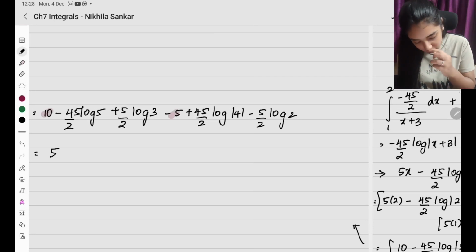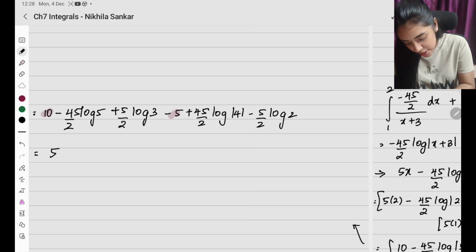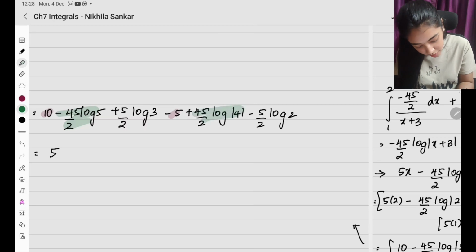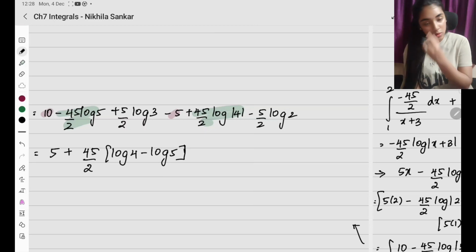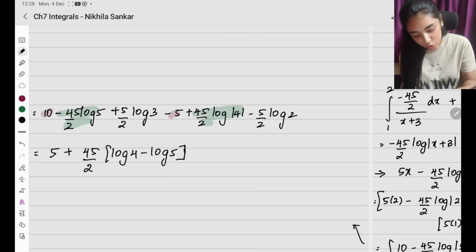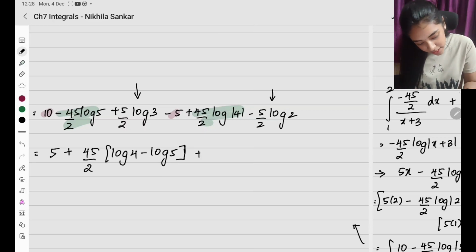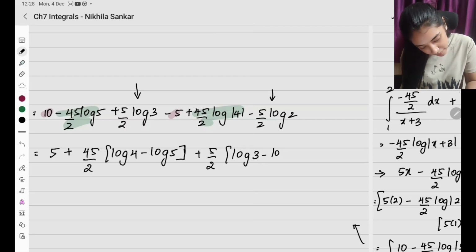Okay, அப்புறம் 45/2 நான் காமனா எடுக்க போறேன். So these two terms you see here, minus 45/2 log 5, 45/2 log 4. So when I club these two terms, I have 45/2 times log 4 minus log 5. You see that? Log 4 minus log 5 when I club these two terms. இப்போ இந்த ரெண்டு டேர்மையும் club பண்ணா I can take 5/2 outside times log 3 minus log 2.